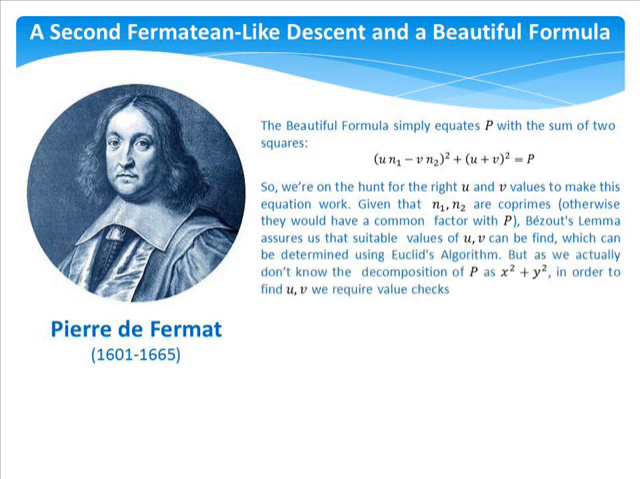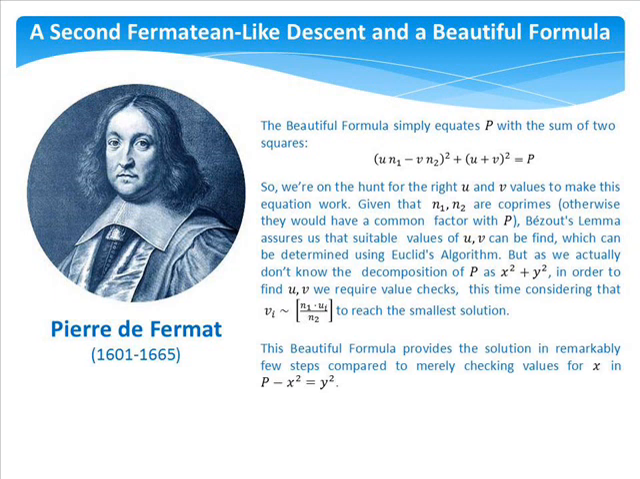But as we actually don't know the decomposition of p as x squared and y squared, in order to find u and v, we require value checks. This time considering that v sub i equals the integer value rounding up n sub 1 times u sub i divided by n sub 2 to reach the smallest solution. This beautiful formula provides the solution in remarkably few steps compared to merely checking values for x in p minus x squared equals y squared.